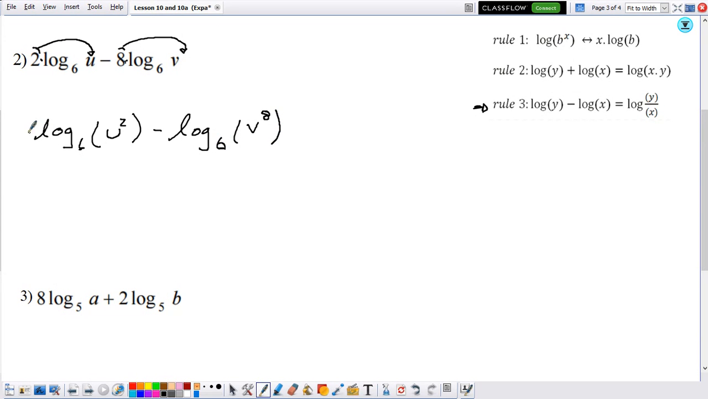Now that we do not have any single number in front of the logarithm, we can apply rule number 3, where it says if you're subtracting, you can just divide the insides. So that's exactly what we're going to be doing here. What is it that we're going to be dividing? We're going to be dividing the u to the second and the b to the 8th. So let's just write that as a single logarithm because we're compressing. So we're going to have log base 6 of left, which is u to the second, divided by right, which is b to the 8th. And we're done.